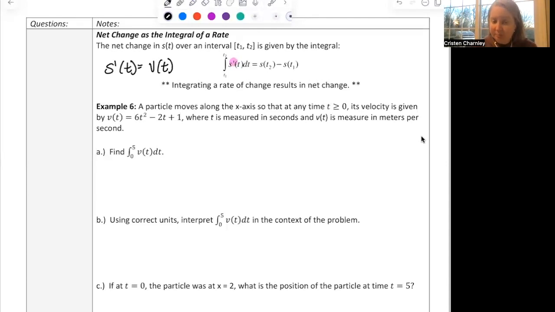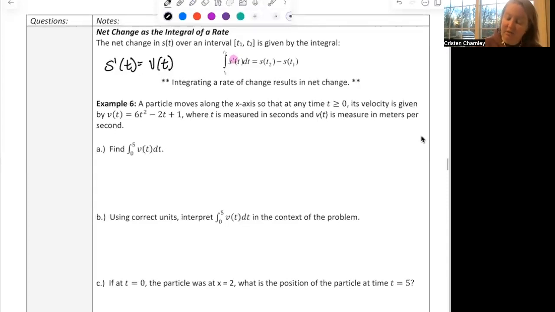but it can tell you how far it moved. So example 6: a particle moves along the x-axis so that at any time t, its velocity is given below, where t is measured in seconds and v of t is measured in meters per second. Find the integral from 0 to 5 of v of t. Well, that's straightforward enough. We'll set up the integral from 0 to 5 of 6t squared minus 2t plus 1. You technically need a dt on the end.